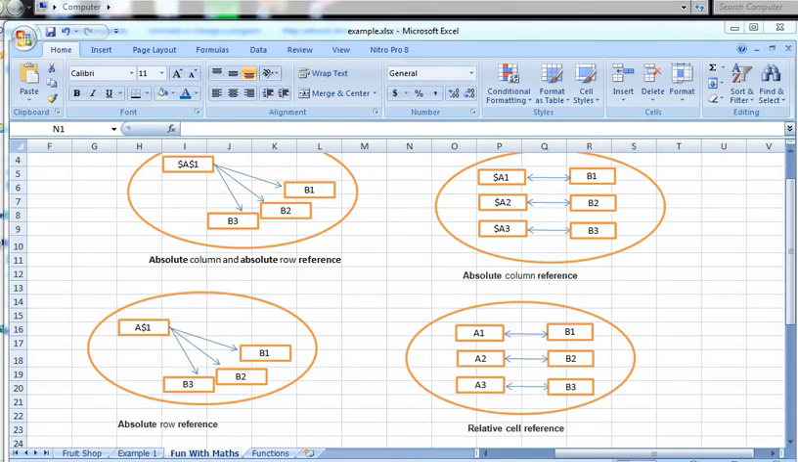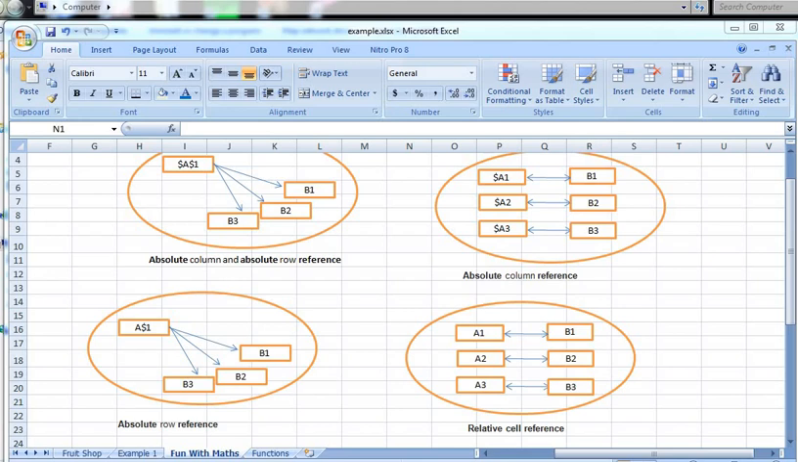Children, before I start this lesson, it's all about how you can do maths with the relative and the absolute cell references. There are 4 pictures that you should go through carefully.